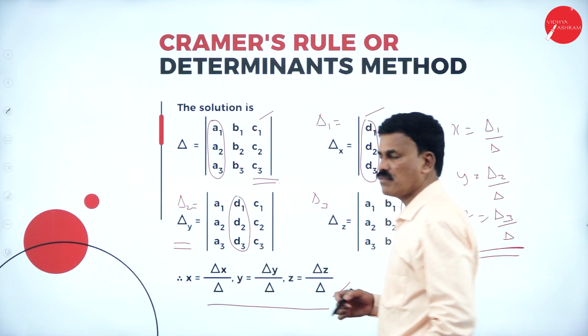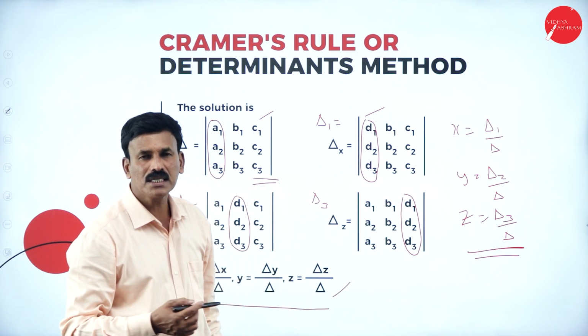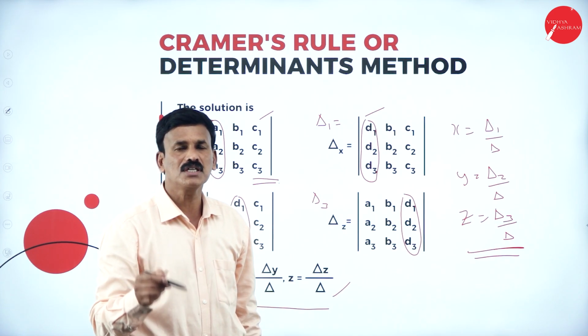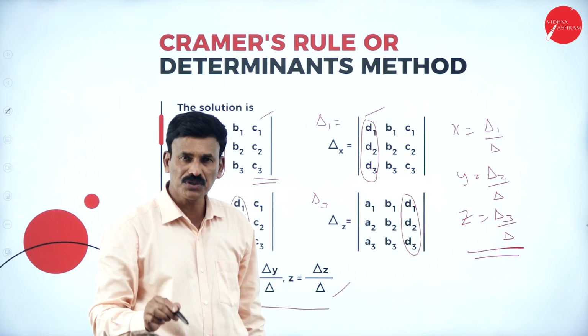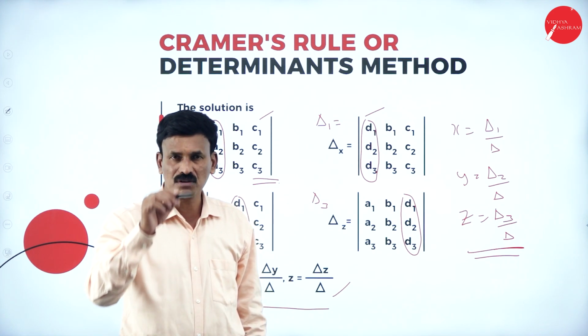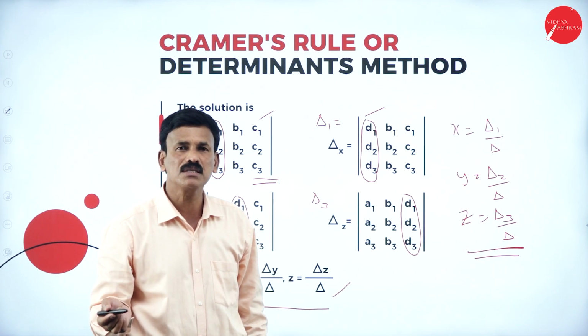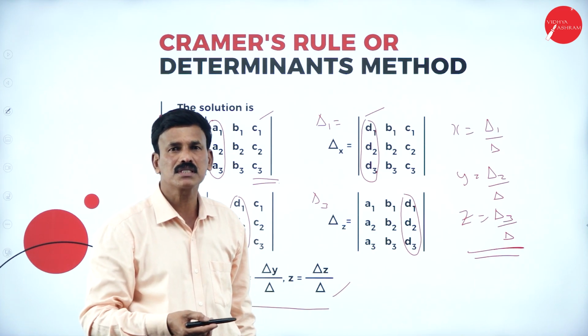So this will give the values of x, y and z. Solving any simultaneous equations using this method, finding delta, delta 1, delta 2 and delta 3, is called Cramer's rule. Very simple. Just find out delta. Delta 1 means the first column is replaced by the constant column. Delta 2 means the second column is replaced by the constant column. Delta 3 means the third column is replaced by the constant column.